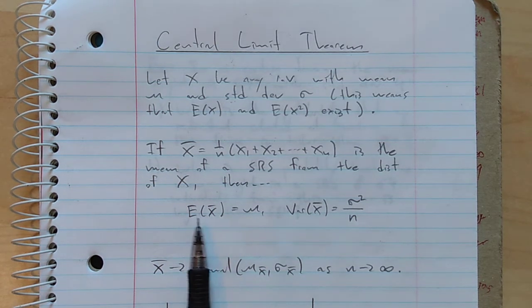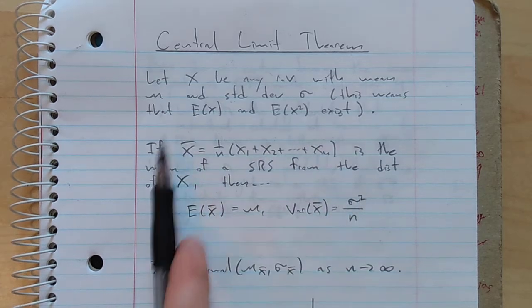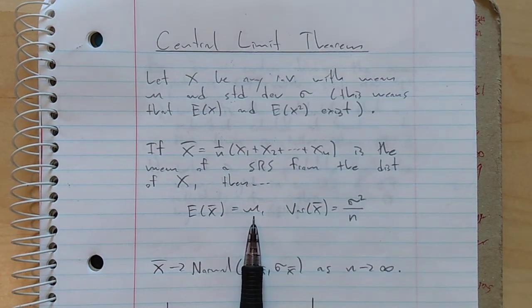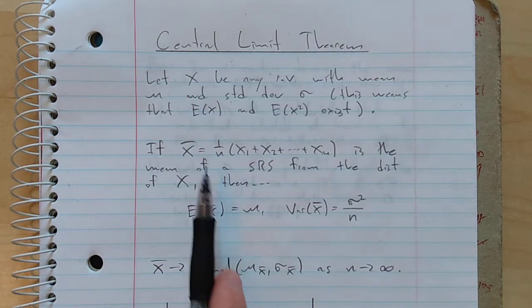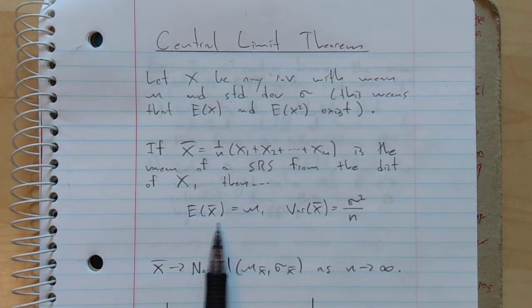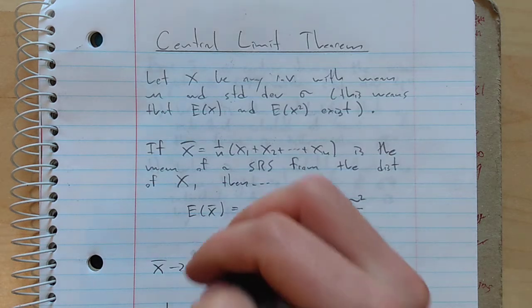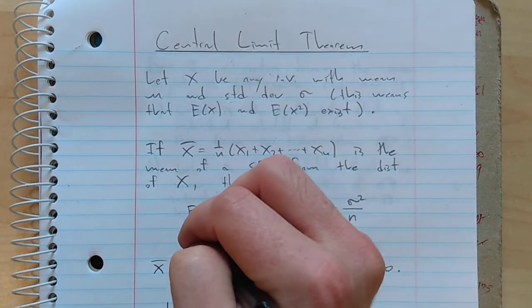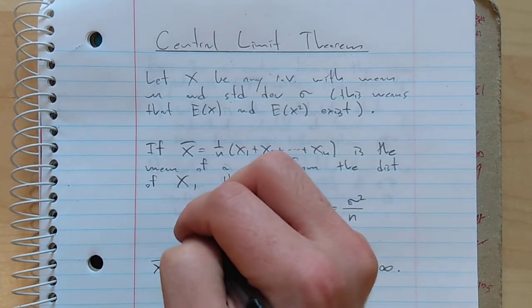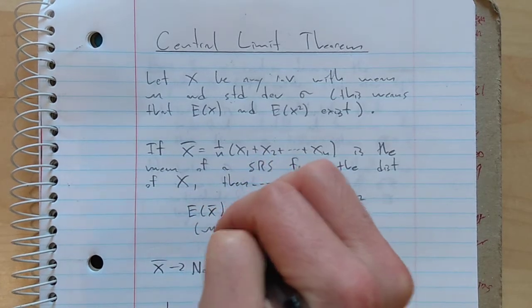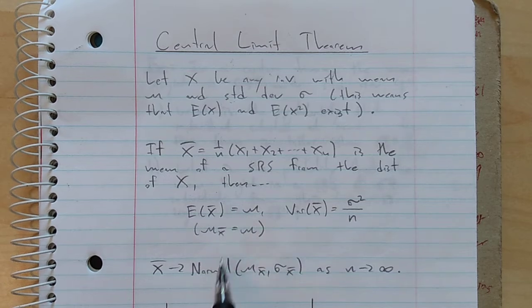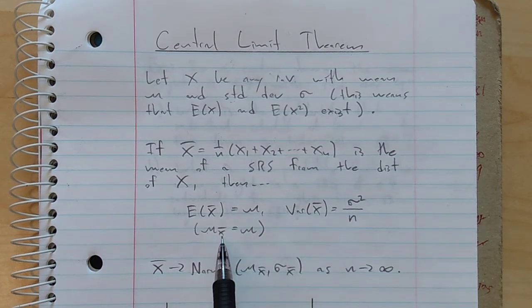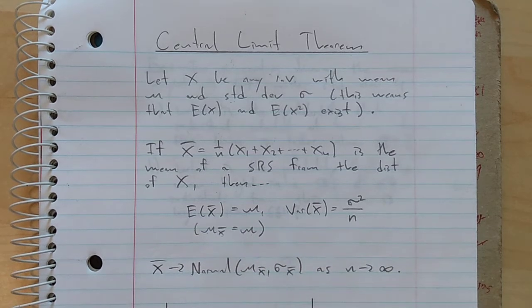Then the expected value of this thing, X bar, the sample average, is mu, which is the same as the expected value of the distribution I was drawing my sample from. So that's what this says. That's also often written in this way: mu X bar equals mu. These are two different ways of writing the same thing. The average value of the sample average is equal to the average value for the distribution you took the sample from.